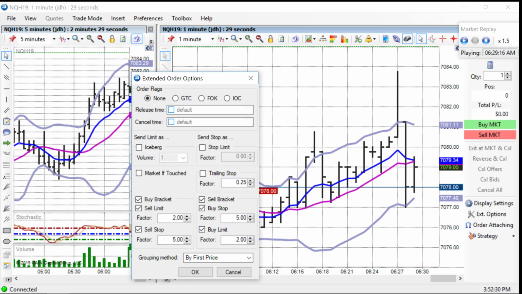I've got the bracket orders, which are the automatically placed orders by this particular software. I've got this sell limit set to a target of 2, and the buy limit set to a target of 2, which is a limit order.